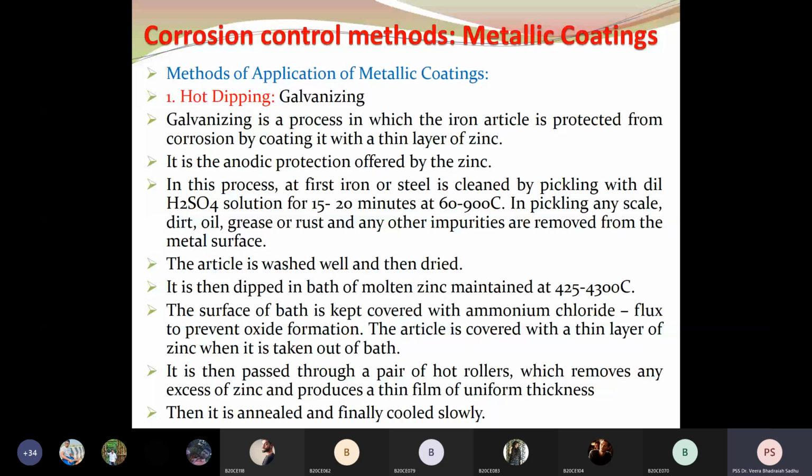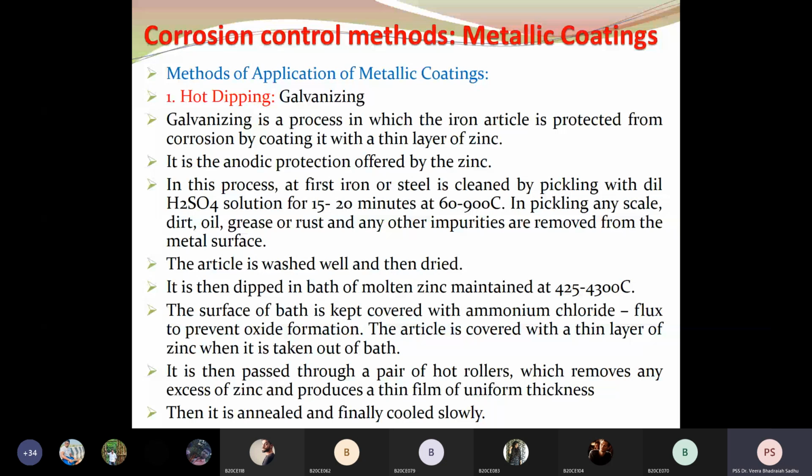The article is washed well and then dried. It is then dipped in a bath of molten zinc maintained at nearly 430 degrees centigrade. It's not 4300, it's 430 degrees centigrade. The surface of the bath is kept covered with flux to prevent oxide formation. The article is covered with a thin layer of zinc when it is taken out of the bath.